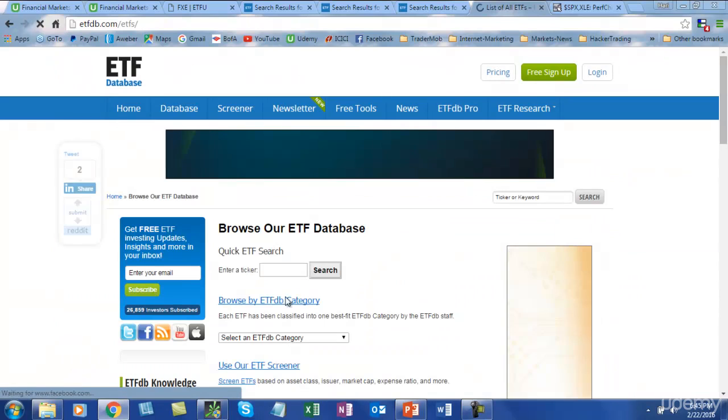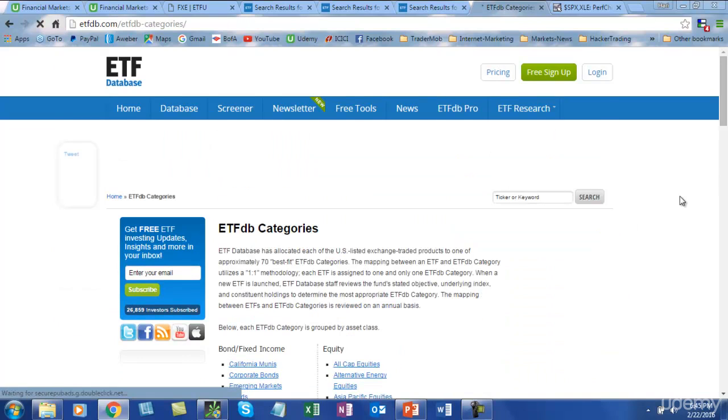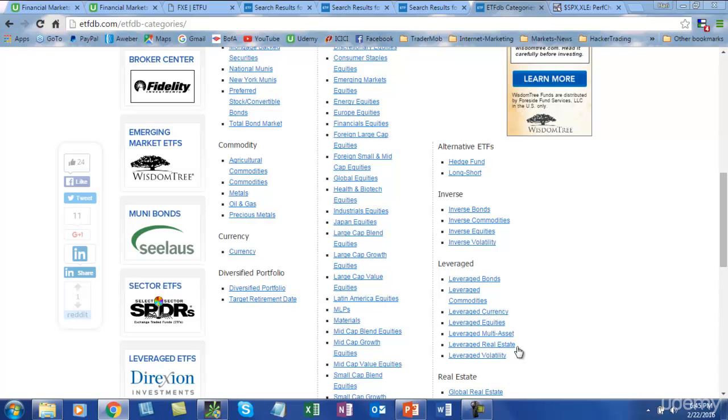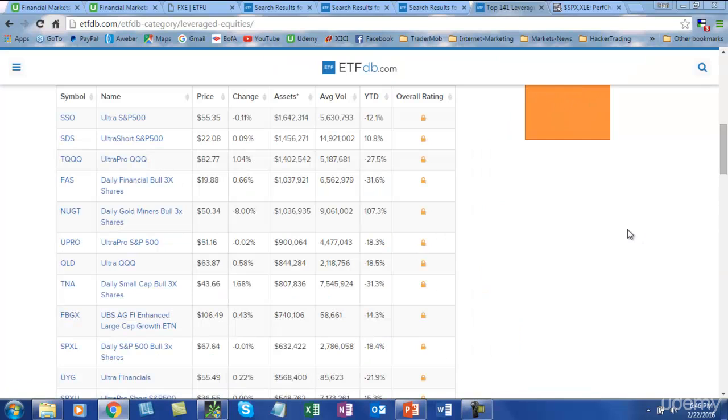So here what I'm going to do is just go back here and show one or two more things, because this is very interesting. Here you have all your leveraged ETFs. So here, leveraged bond ETFs, leveraged commodity, leveraged currency, leveraged equities. Let's go to leveraged equities for just a second. As you can see, there's tons and tons of these. Your SSO is the 2x, a leveraged 2x of the S&P. SDS is just the opposite, the 2x short of the S&P.